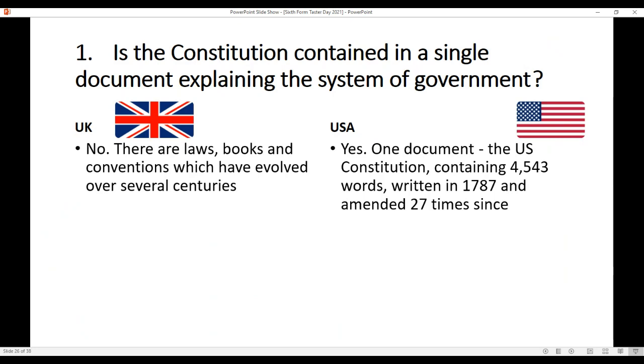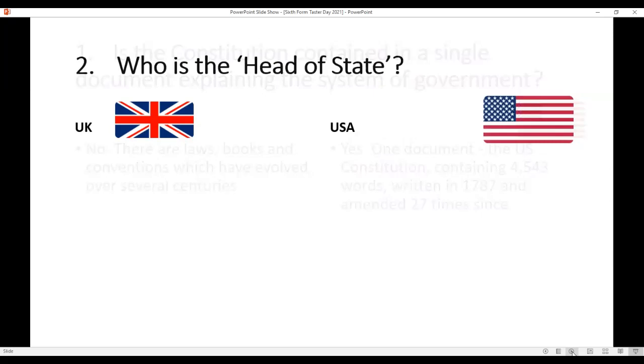Okay, so question two coming up. Who is the head of state in these nations? I'm going to pause it here and let you have a think.